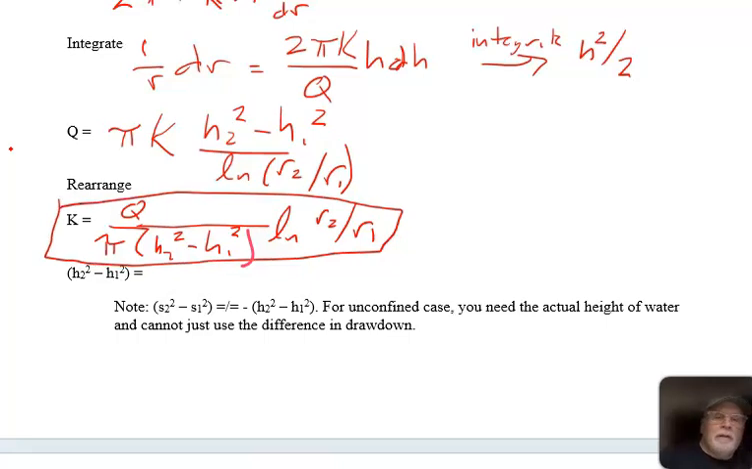Notice that h2 squared minus h1 squared is not equal to s2 squared minus s1 squared. So that's why we can't just use the drawdowns. We need the actual heads.